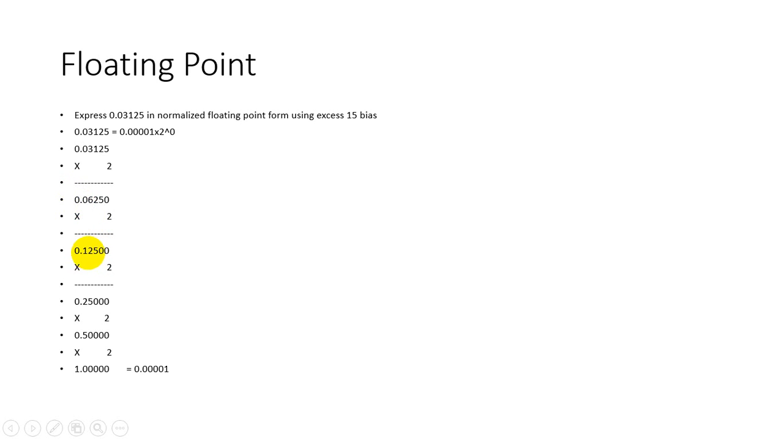We multiply it again, we get 0.1250. We get a 0 here, that's important later. We multiply it again, we get a 0 here, 0.250. We multiply it again, we get 0.5. Finally, we multiply that by 2, and we get a 1 finally. And then we take this from top down, which is 4 leading zeros and a 1.